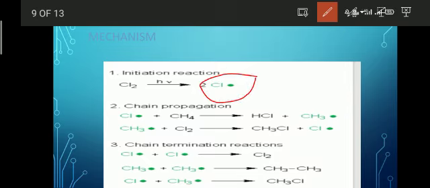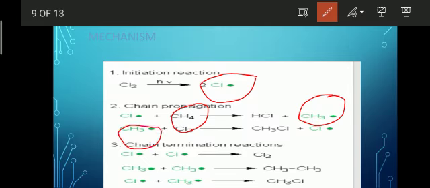Next is the chain propagation step. A chlorine free radical reacts with CH4 to give HCl. One of the H atoms gives rise to HCl, because the chlorine free radical forms a CH3 free radical. Once again, the CH3 free radical reacts with chlorine and forms a chlorine free radical.